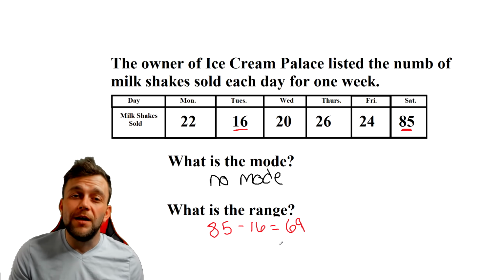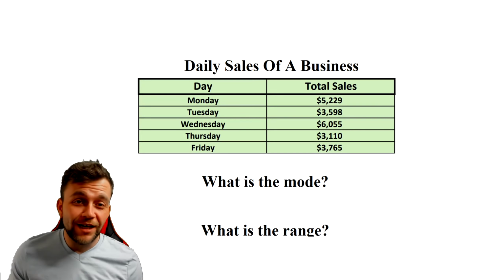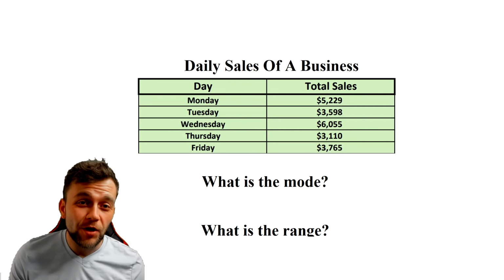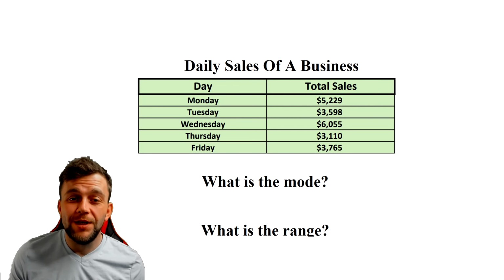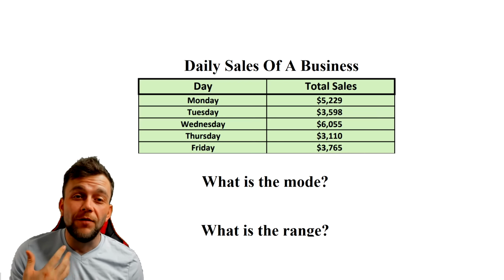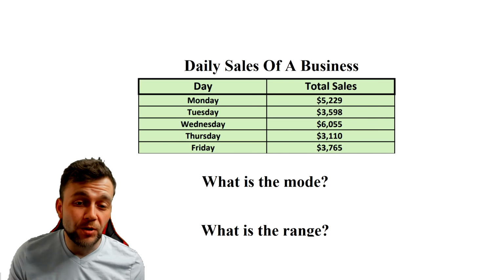So let's move on to another example. Here we have another example, and yet again, another table. If you haven't noticed a common trend, data sets usually come in tables. Always look at your title. So, daily sales of a business, and we're given the days of the week, along with a dollar amount that the business made every single day.